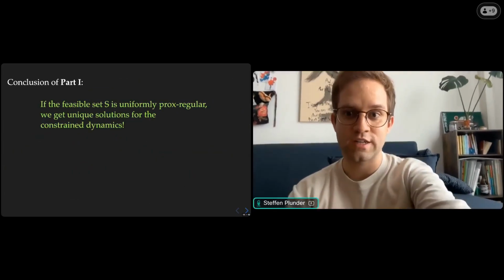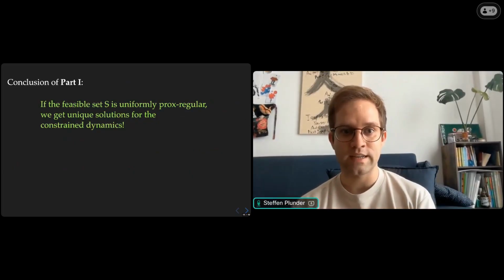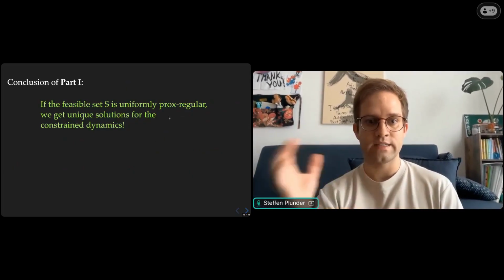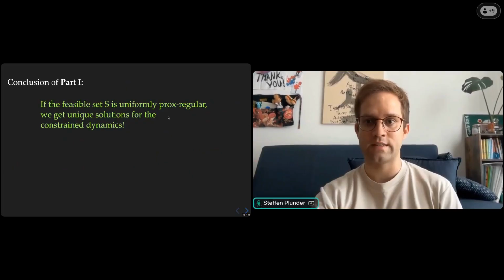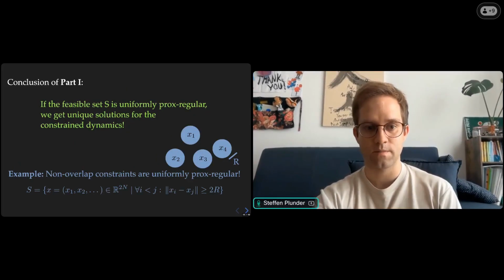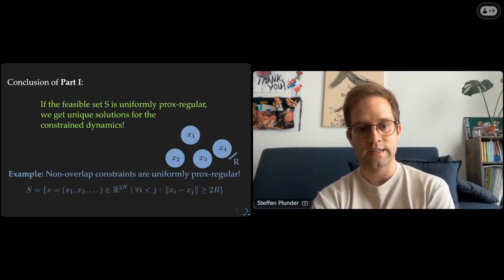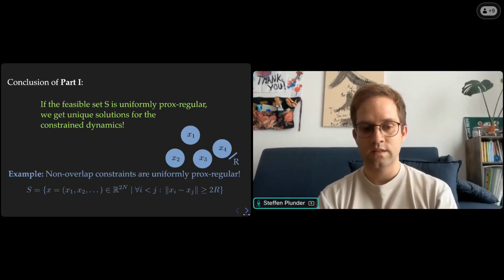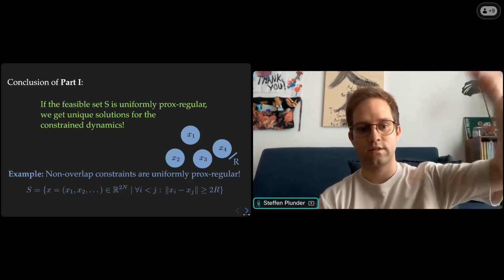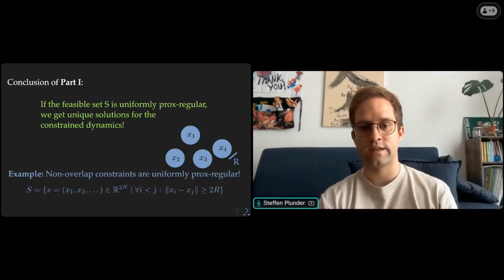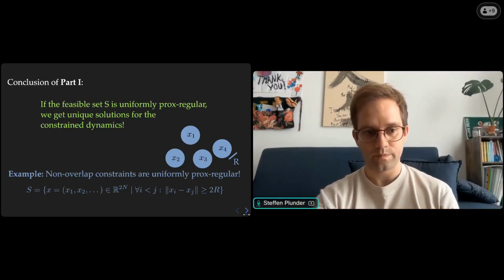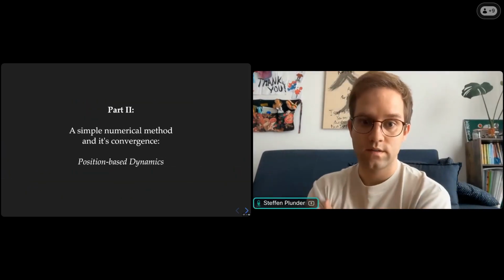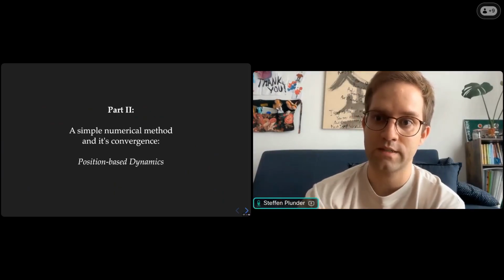So to finish the small introduction to non-smooth dynamics: if we have a feasible set which is uniformly prox-regular, then there is a well-established existence and uniqueness theorem, and also theorems like stability estimates. The important example is that this applies in particular for non-overlap between particles. So that means we have a mathematical framework with which we can build and construct a model. Before I go to the application, I want to show the numerical method which we use there.